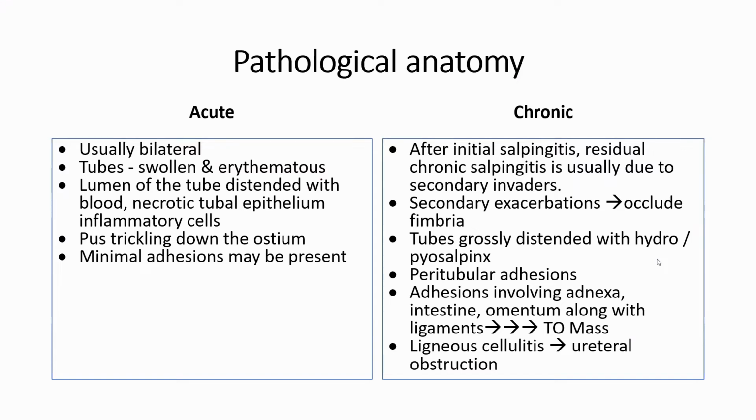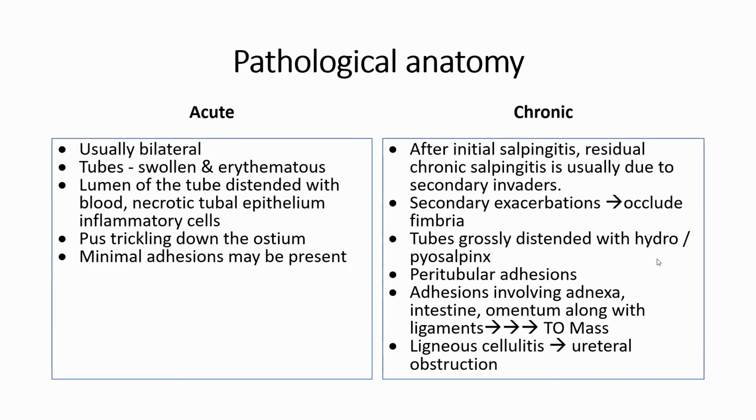Now let's discuss briefly the pathological anatomy. What will happen in case of acute pelvic inflammatory disease? Remember, pelvic inflammatory disease is usually a bilateral disease. Usually both tubes are affected, and they become swollen and erythematous. The lumen becomes distended with blood and necrotic material. Pus trickles down from the ostium, and minimal adhesions may be present.